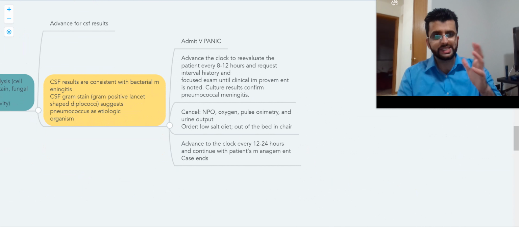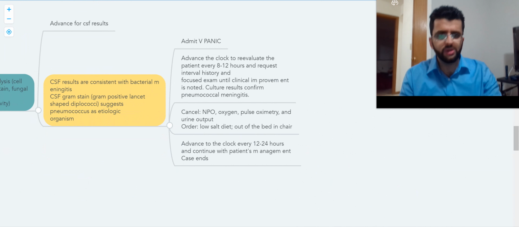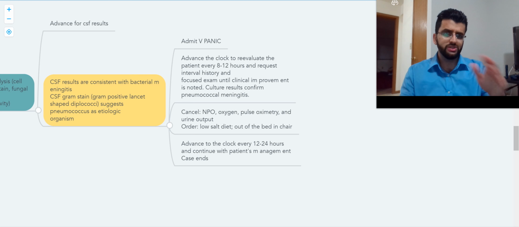And pay attention, because at the exam, okay, I did the exam, and the case ends all of a sudden out of nowhere. You don't know, and the case, boom, ended. It's like that. Culture confirms pneumococcal meningitis. After that, once the patient improves, and we know what our diagnosis is, the antibiotic that we gave is the correct one. So once the patient improves, we just cancel the NPO, oxygen, pulse ox, and urine output, and we order low salt diet and out of bed to chair, okay? This is what we do.